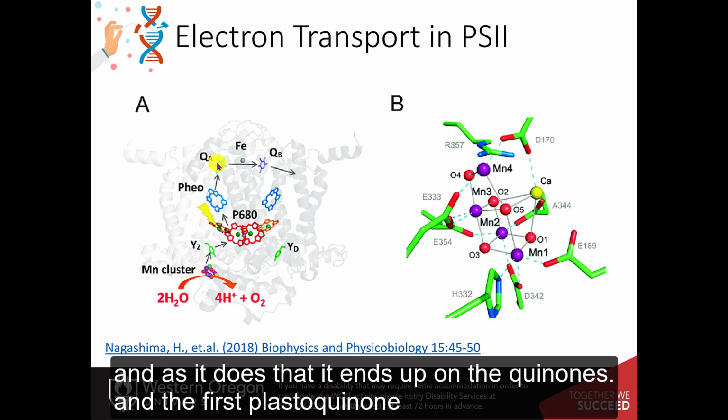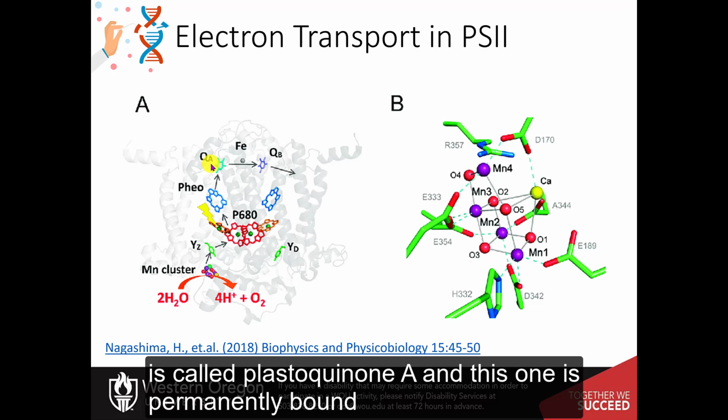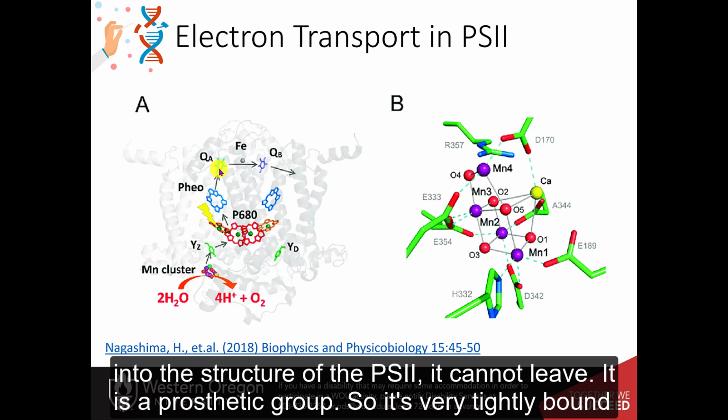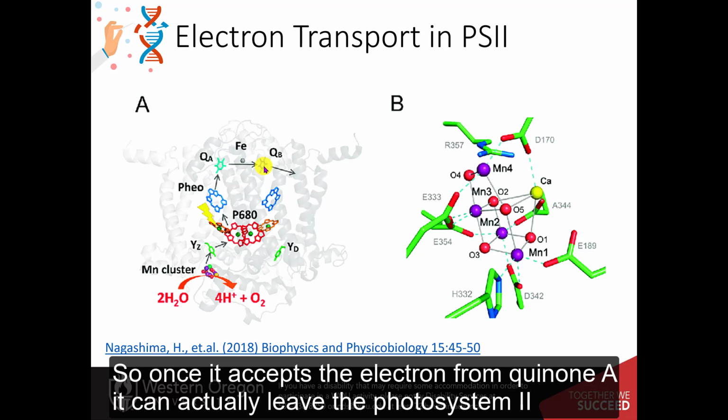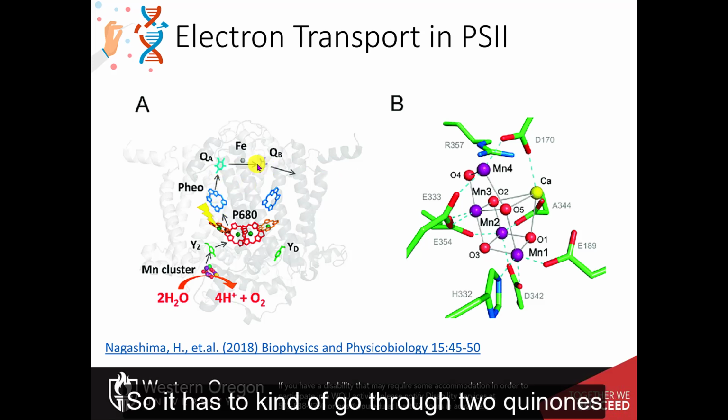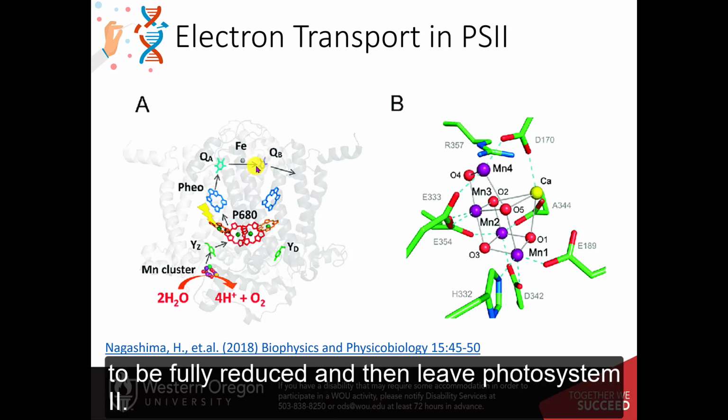And the first plastoquinone is called plastoquinone A. And this one is permanently bound into the structure of the PS2. It cannot leave. It is a prosthetic group, so it's very tightly bound. And this second one, this plastoquinone B, this is the one that is a mobile cofactor. So once it accepts the electrons from quinone A, it can actually leave the photosystem 2. So it has to kind of go through two quinones to be fully reduced and then leave photosystem 2.